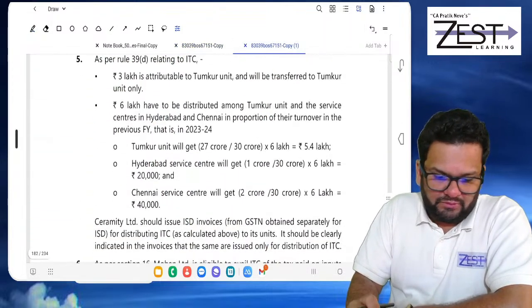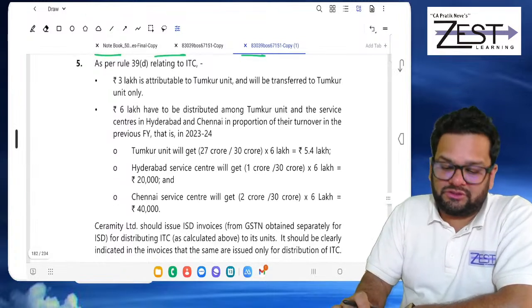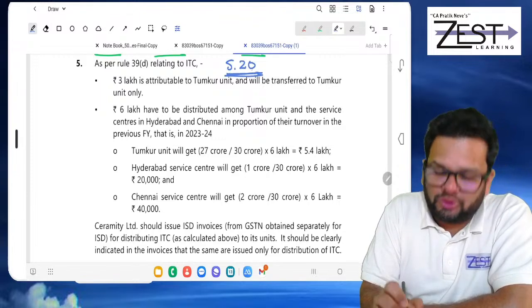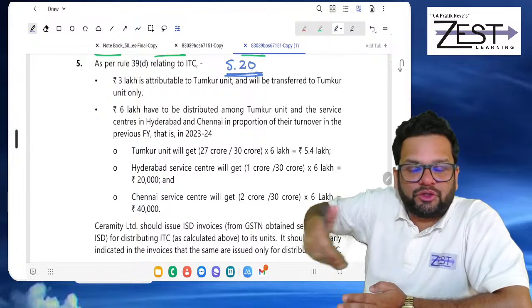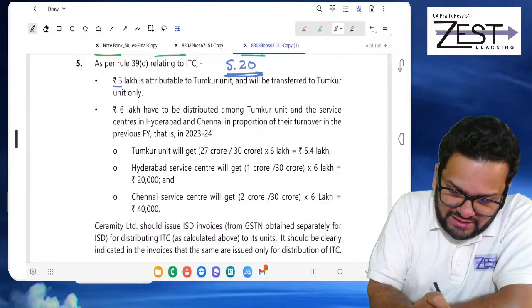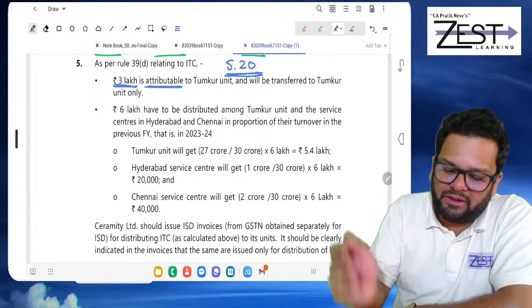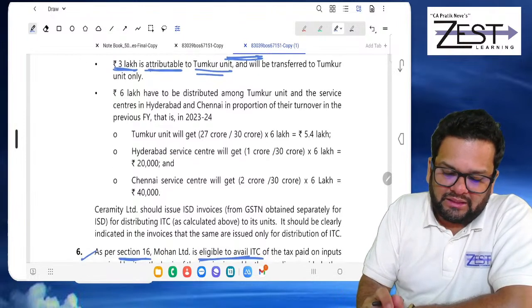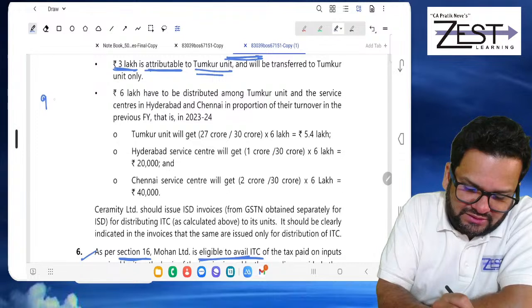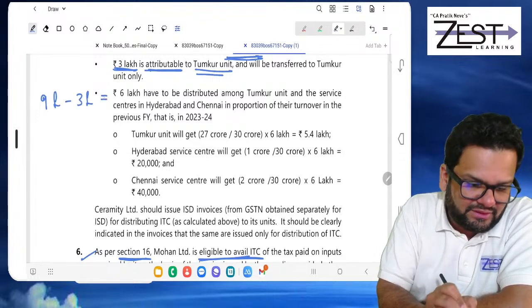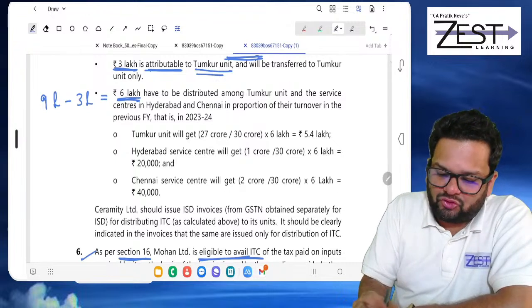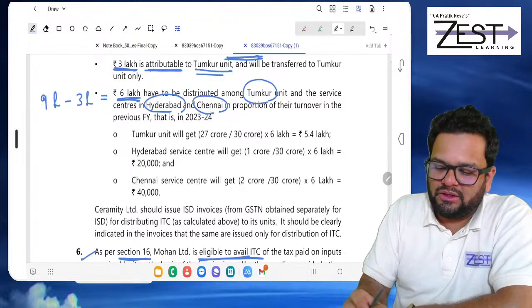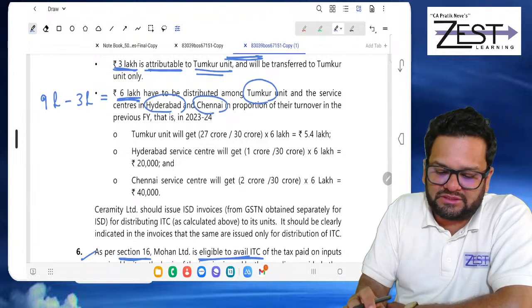So check. It's okay even if you don't know this rule, but you know this is as per section 20. The input service distributor is distributing the ITC. As discussed, 3 lakh will be attributable or allocated only to the Tumkur unit. Clear? And then the balance 6 lakhs. How do you get the balance 6 lakh? 9 lakh minus 3 lakh. The balance 6 lakh has to be distributed among the Tumkur unit, Hyderabad and Chennai unit in proportion of the turnover in the previous FY.